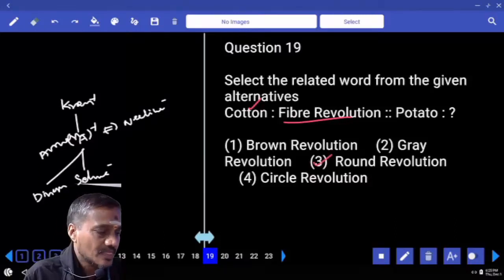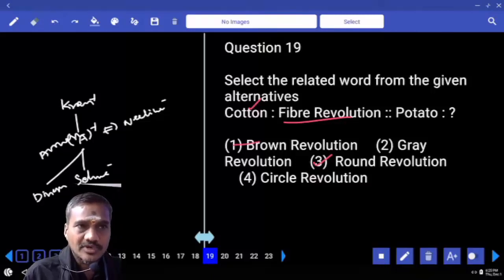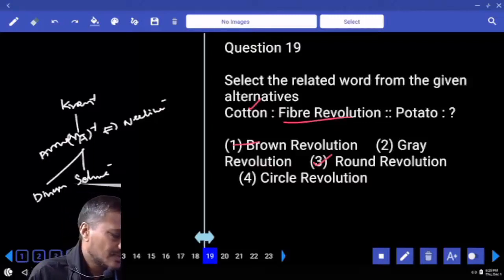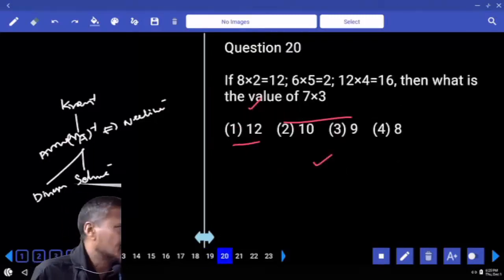Brown or round? Brown revolution. Brown revolution, question number 19. Now, is it brown or round revolution? Brown. Then coming to question number 20.